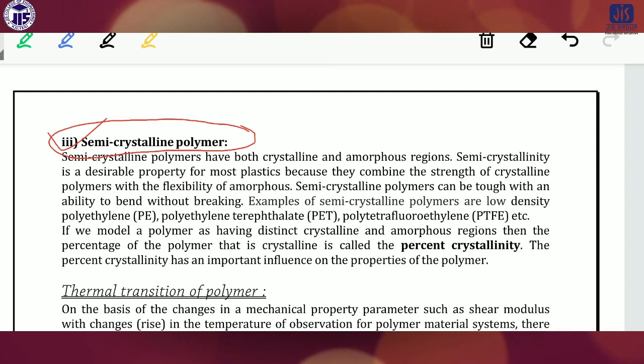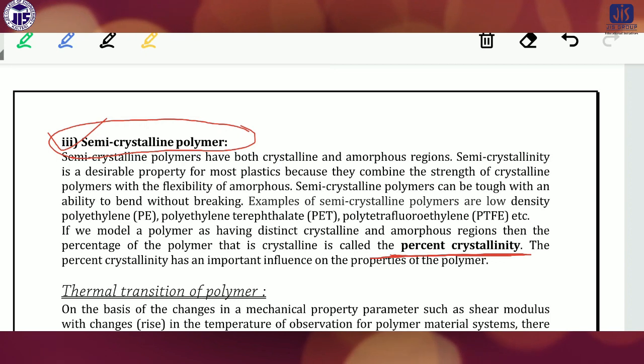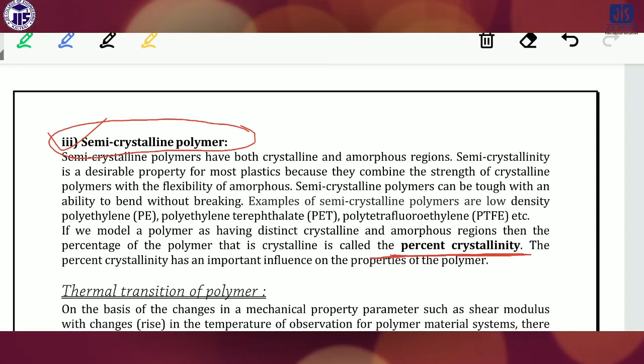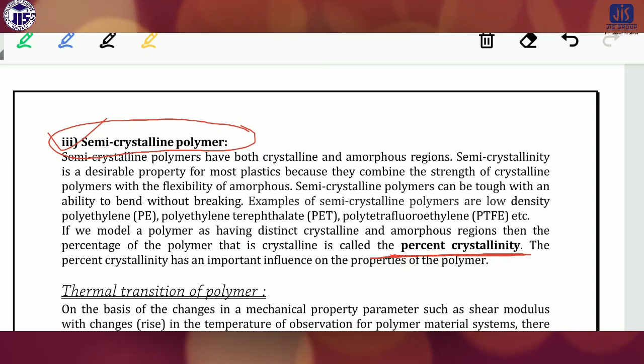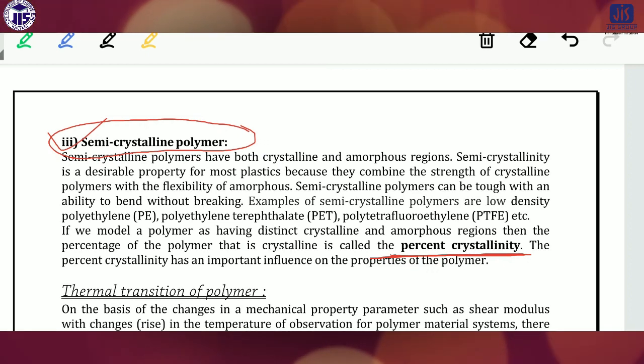the percent crystallinity. That means how flexible it will be, how hard it will be, or how much strength, high strength, it will have. That depends on the percentage of crystallinity. Okay, so there are some examples also. When some toys or some materials are made of polymer, some materials are very hard, some are hard with flexibility, and some are highly flexible, depending on the percentage of crystalline character or amorphous character present.